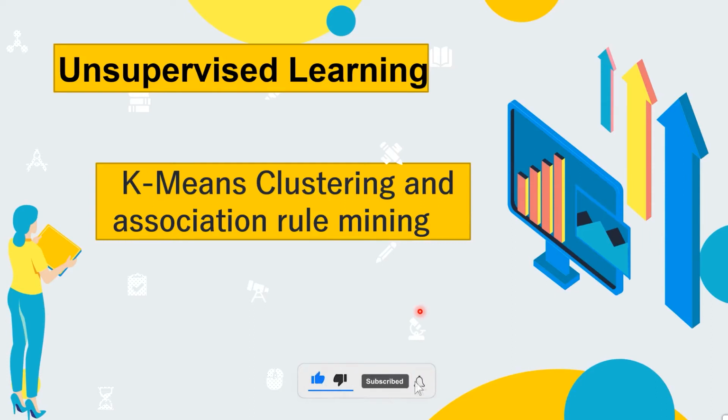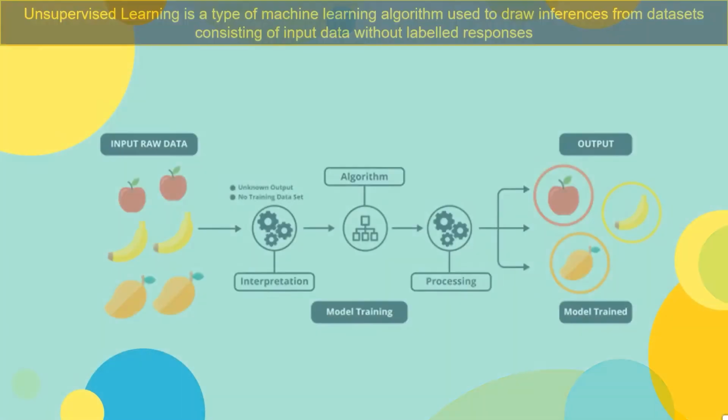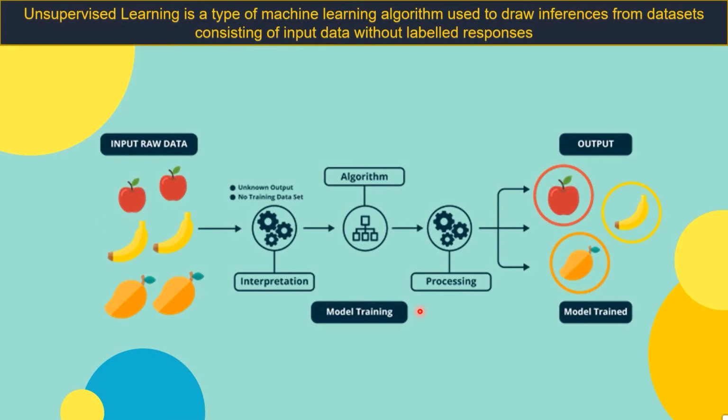In the last session, we learned about the supervised learning algorithm. So, in this session, we will learn about the unsupervised learning algorithm. Let's go ahead and understand what exactly is unsupervised learning. Sometimes the given data is unstructured and unlabeled, so it becomes difficult to classify the data into different categories. Unsupervised learning helps to solve this problem.